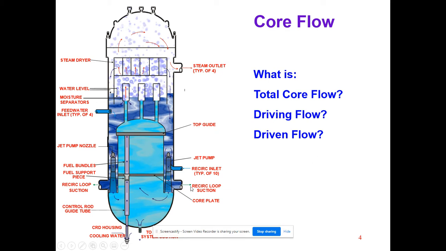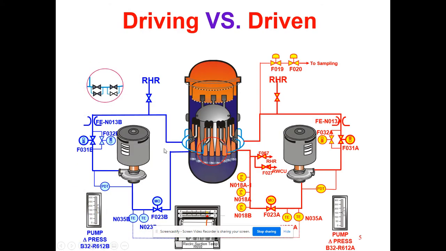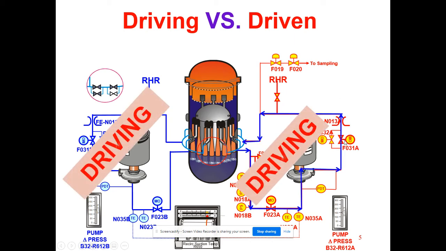So the driving flow is what's coming through the reactor recirc pump, and the driven flow is that extra water that we're getting from the jet pump. And the two of them together are our total core flow. So here you go. You can see our pumps outside the reactor, and they're taking their suction here through a valve, goes through our pump and back up and into the reactor via the jet pumps. So this water just goes straight back into the jet pumps, and then we get that Venturi effect to pull extra water, the driven flow again.